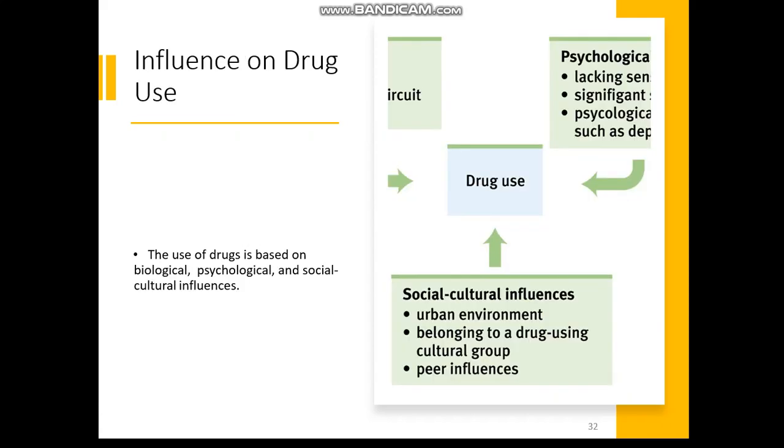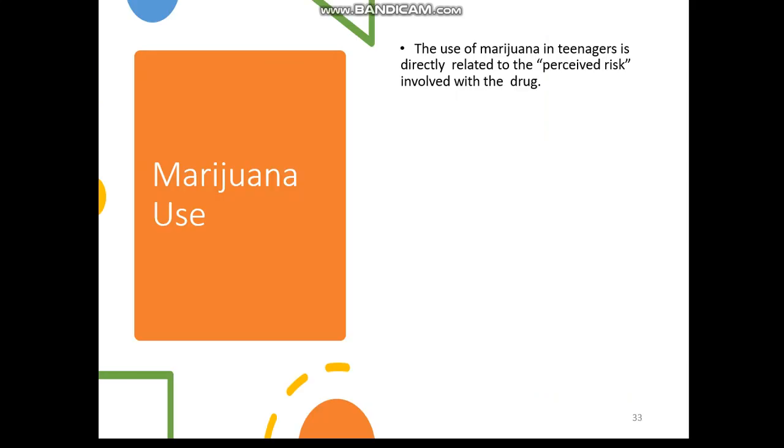Influences on drug use. The use of drugs is based on biological, psychological, and social-cultural influences. The use of marijuana in teenagers is directly related to the perceived risk involved with the drug.